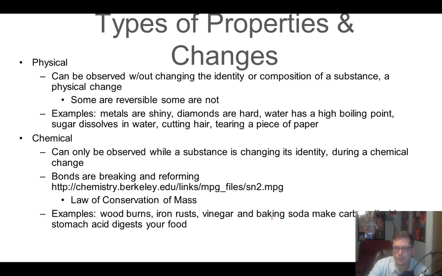All right. Types of properties and changes. There are 2 types of properties and changes that we concern ourselves with: physical and chemical. Physical changes and properties can be observed without changing the identity of the substance. Imagine you've got a pot of water and you add heat to it until it boils. It turns from liquid water to gaseous water. It's still water, still 2 hydrogens and an oxygen combined. However, it's changed. This change is defined as a physical change.